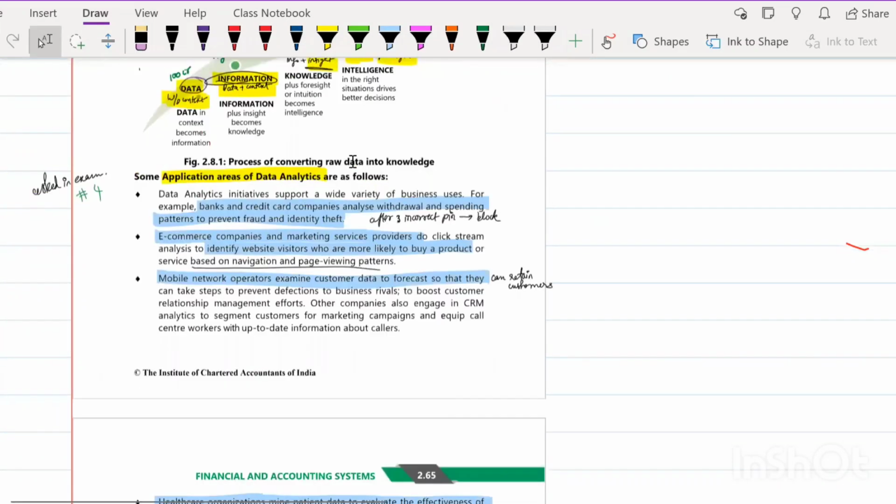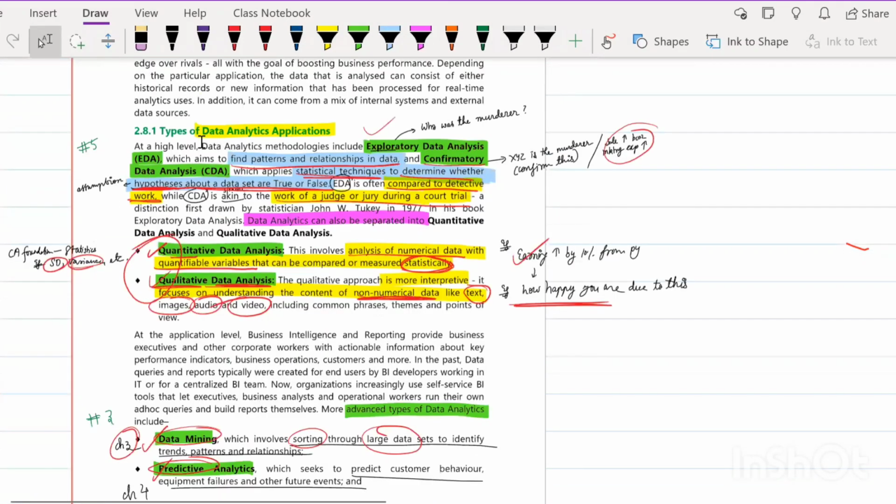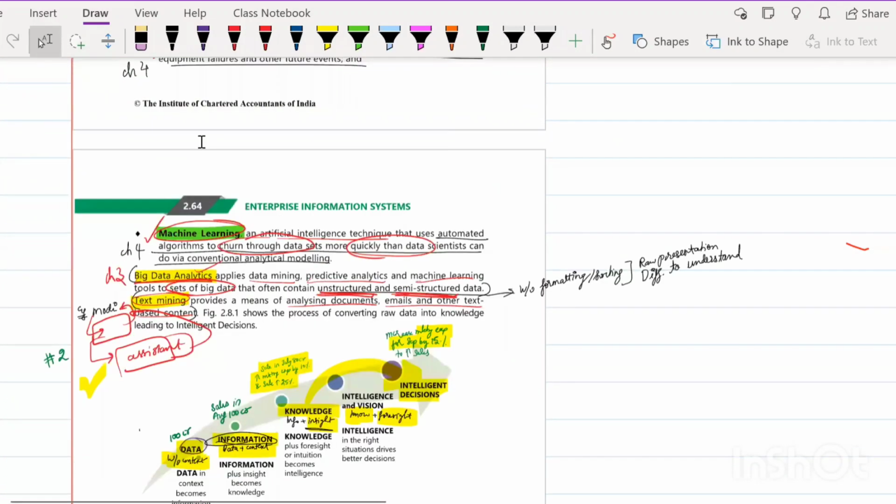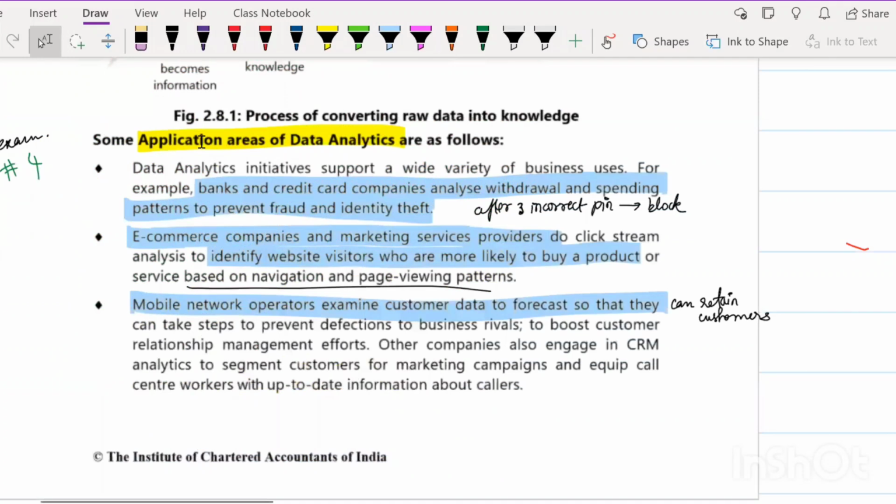Fine. Next, now we have studied what data analytics is and what the different types of data analytics are. Now we are going to see the application areas of data analytics. Where and all do you use these data analytics?